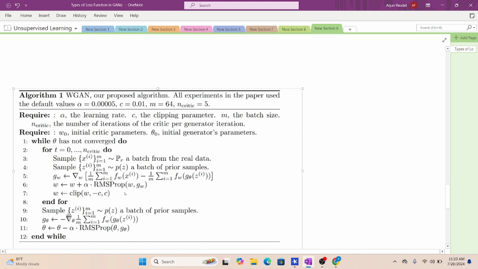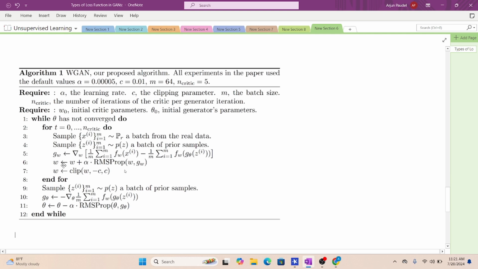We compute the gradients, and because we want to minimize this, we apply RMSProp: the learning rate times this optimizer value. And we do this in the while loop. If theta has converged, we exit the loop and our process is completed. If theta is not converging, we repeat this process until theta has converged.